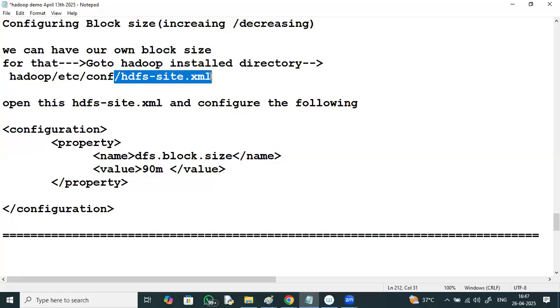So the majority of our discussion will be in PySpark only, because PySpark means the Hadoop components which are required, right?